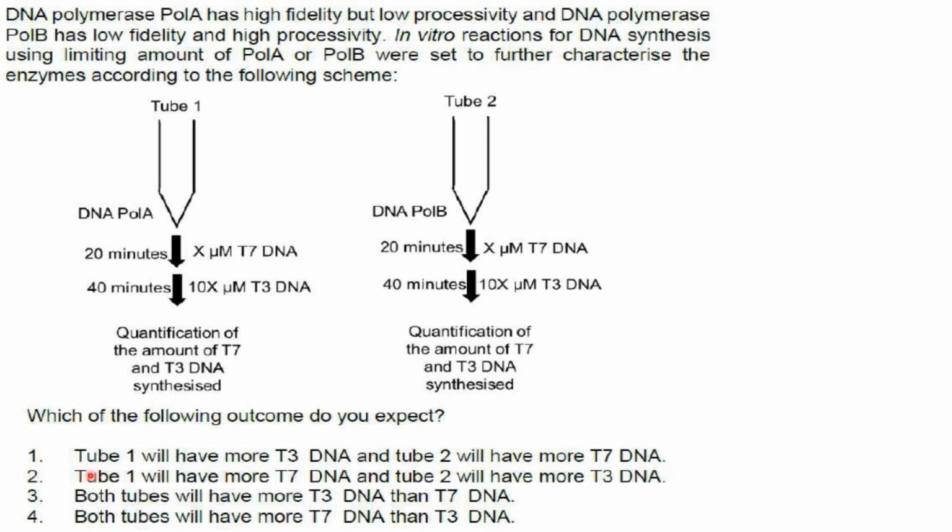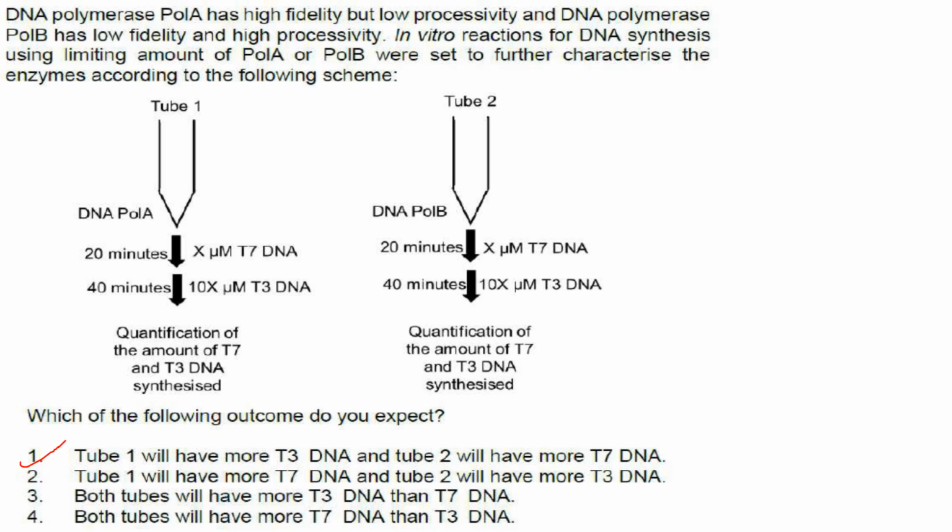Now read the statements. Tube 1 will have more T3 DNA. Of course, I told you it is having 40 minutes time to synthesize T3 DNA, and more concentration of the T3 DNA is present than T7 DNA. So naturally T3 DNA synthesized will be more because it is low processivity. And tube 2 will have more T7 DNA. Of course, it will have more T7 DNA because in a small fraction of time it will synthesize more T7 DNA. Of course, at 40 minutes time and at more substrate concentration, synthesis of T3 DNA also will be more, but the amount of T7 DNA will be more than that in tube 1. So first option is correct.